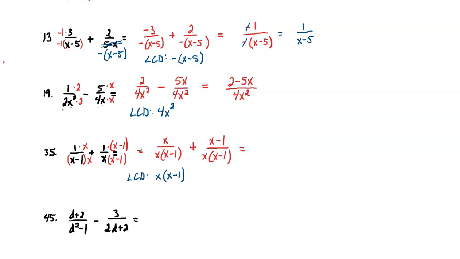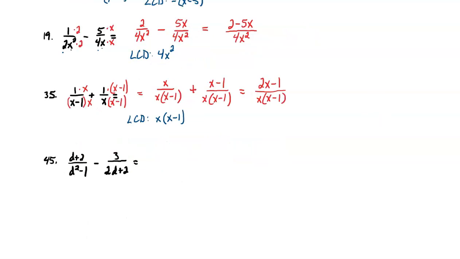Now that the denominators are the same, we add the numerators. x plus x is 2x, and there's also a minus 1. In the bottom, it's x times x minus 1.